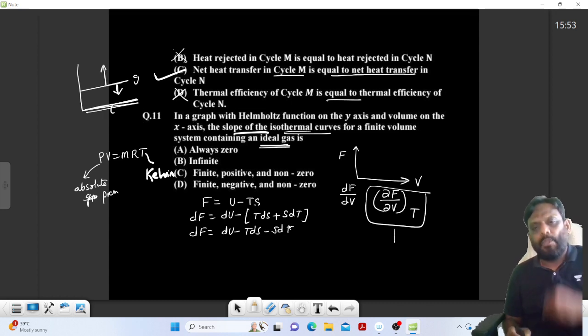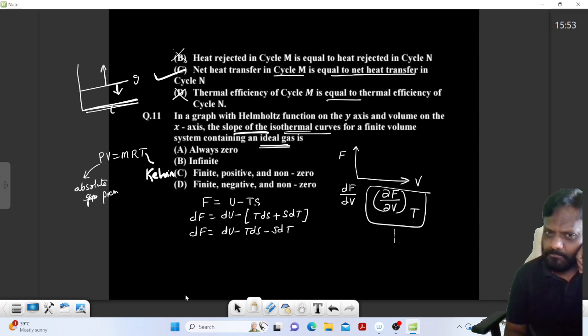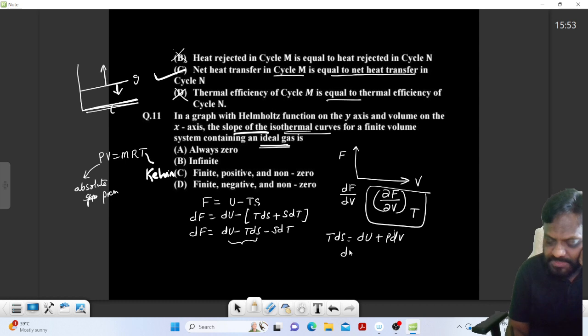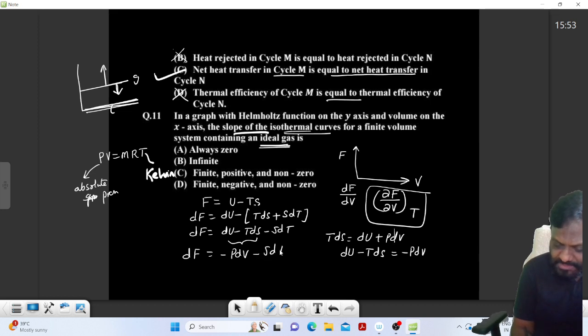Excellent, sirs. Now look at here. Please understand. I want the relationship between dF and dV. एक बार देखो. TdS is equal to dU plus PdV. ठीक है, sirs. Now focus on this. What is dU minus TdS? dU minus TdS is minus PdV. So dF is equal to, what is dU minus TdS? Minus PdV minus SdT. चलो आगे देखो.